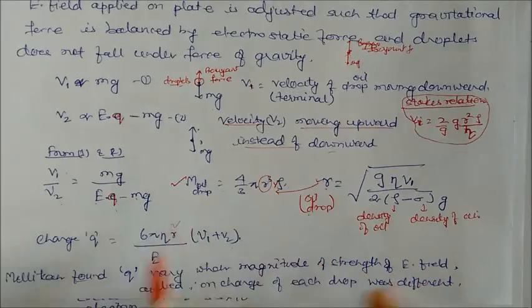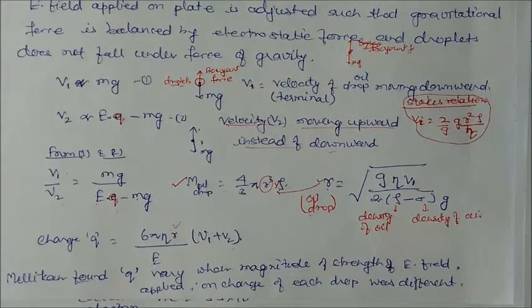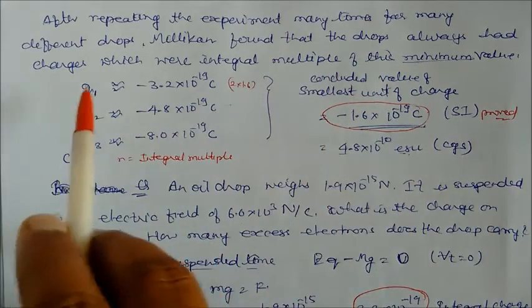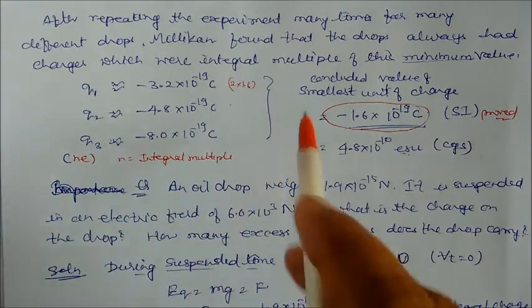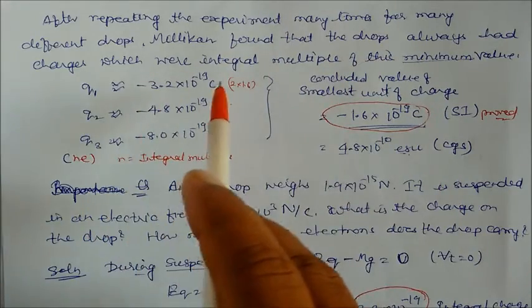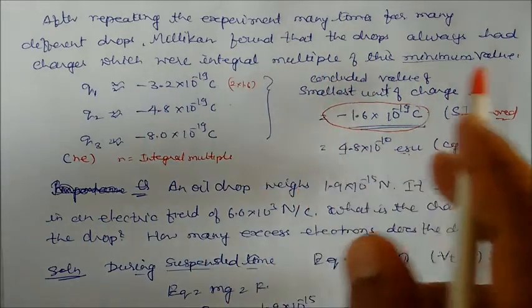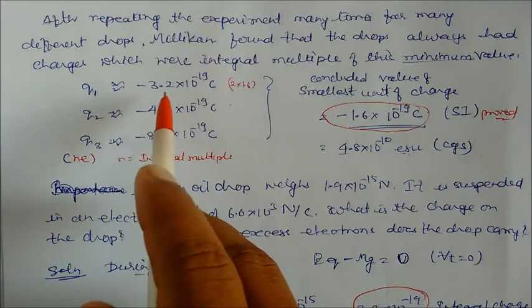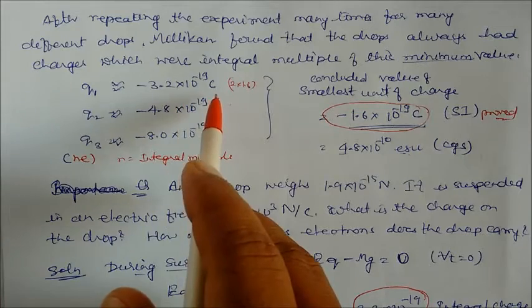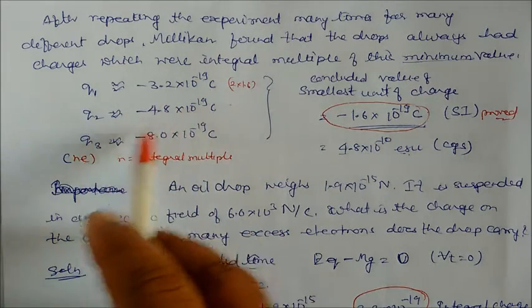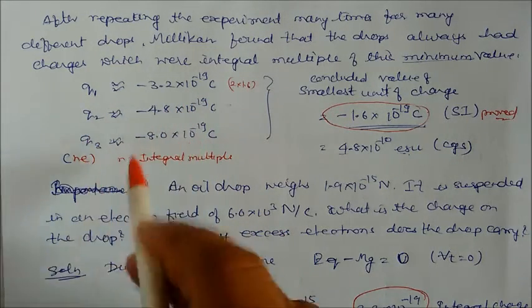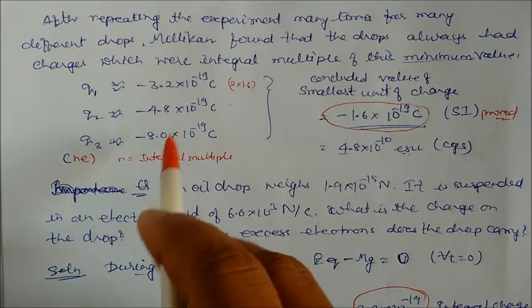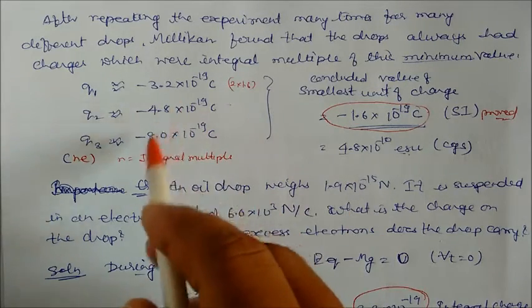Let us see how. After repeating the experiment many times for different droplets, Millikan found that the drops always had charges which were integral multiples of some minimum value. So this is the charge of droplet 1, which was equal to 3.2 × 10⁻¹⁹ coulomb, and the second droplet like this, the third droplet like this. Each droplet had some multiple. On constant and careful observation, he observed that this is some integral multiple.